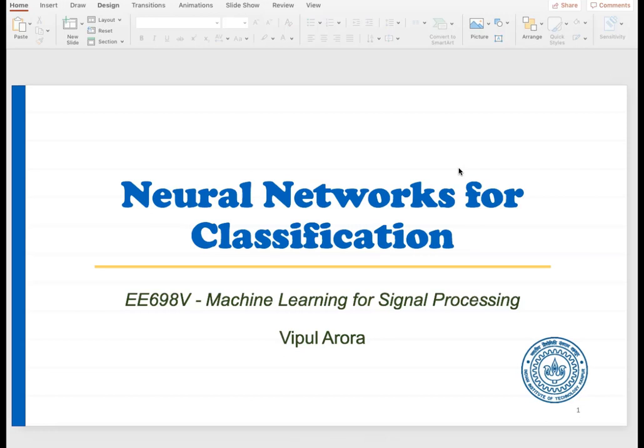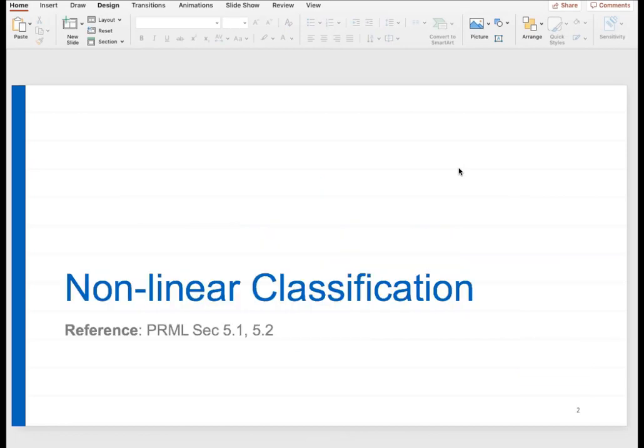Today's discussion will be on classification. Last time we saw linear methods for classification. Today we'll be looking at nonlinear methods. The reference for today's discussion is Bishop's book, sections 5.1 and 5.2.